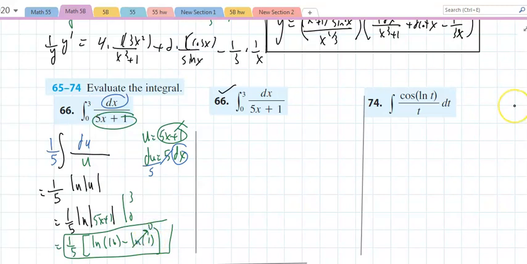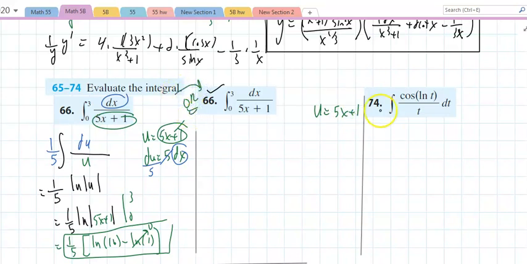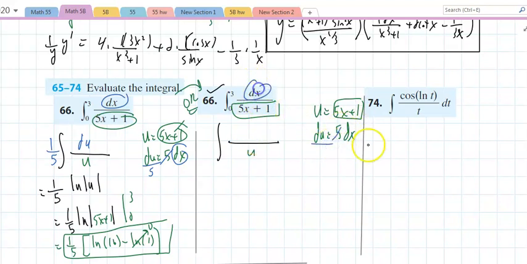Now, something I need you to start doing. If you're not used to this, start getting used to it. I will proceed the same way. I will say let u equal 5x plus 1. But I want you to learn more of this. If your previous math teacher didn't show you that, here it is. This is the integral. This is my u. And dx is really du with a 1/5.